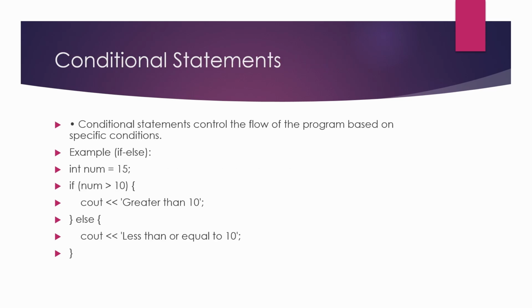Conditional statements are essential in controlling the flow of the program. These statements help us choose between different actions based on conditions. For example, the if-else structure allows us to check a condition and, based on whether it's true or false, execute one of two possible code blocks. In this example, we are checking if a number is greater than 10. If true, we print greater than 10. Otherwise, we print less than or equal to 10.